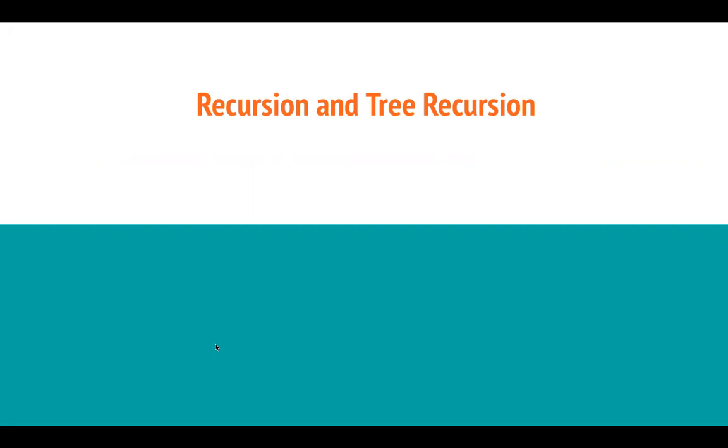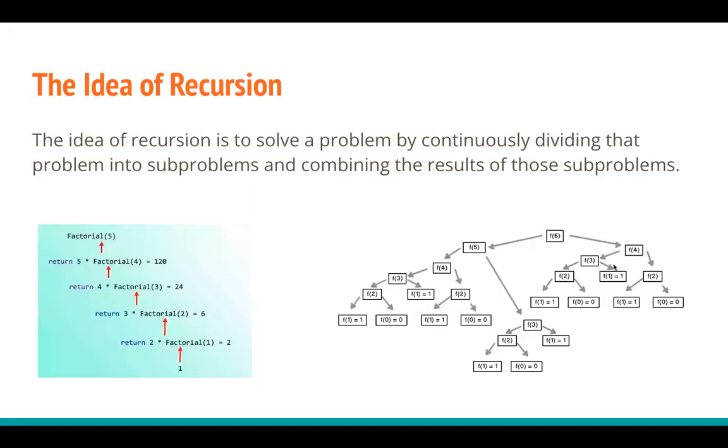Right. Hi, everyone. I'll be going over recursion and tree recursion. The idea of recursion is to solve a problem by continuously dividing the problem into subproblems and then combining these results to solve your main problem. A common example that all of us have seen where we use recursion is computing the factorial of a number.